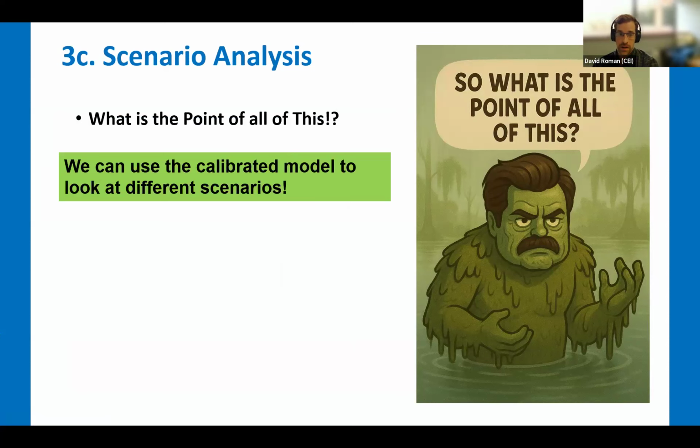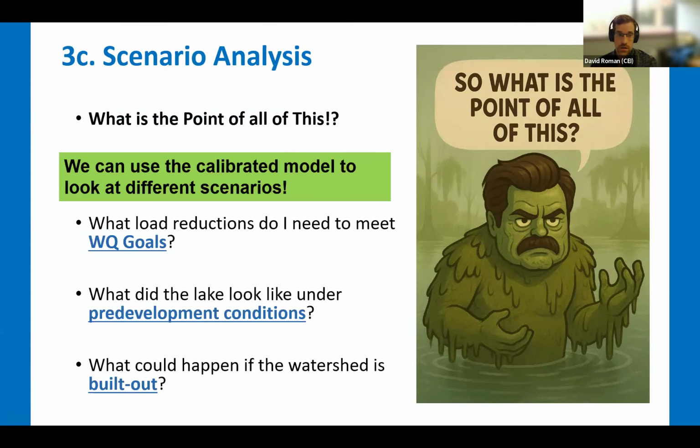So we can use our calibrated or validated model to start looking at different scenarios. So some questions that we can answer with these models are, what load reductions do I need to meet water quality goals? What did the water body look like under pre-development conditions? And then what would happen if this watershed got built out? How much worse could the in-lake concentration get? How much worse could the algal blooms get?